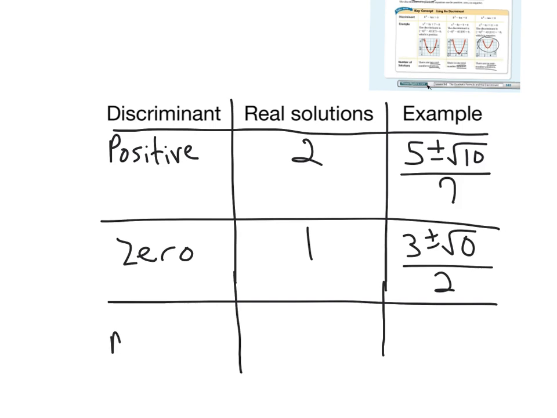And if the discriminant is negative, we have 0 real solutions. An example of that, 2 plus or minus the square root of negative 7 all over 4. If we have a negative under the square root, we're not going to have any real solutions.